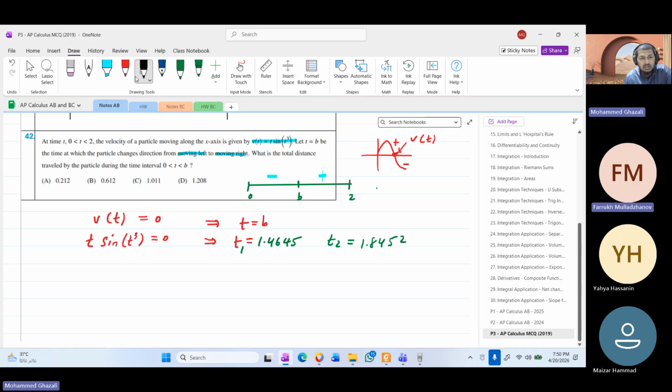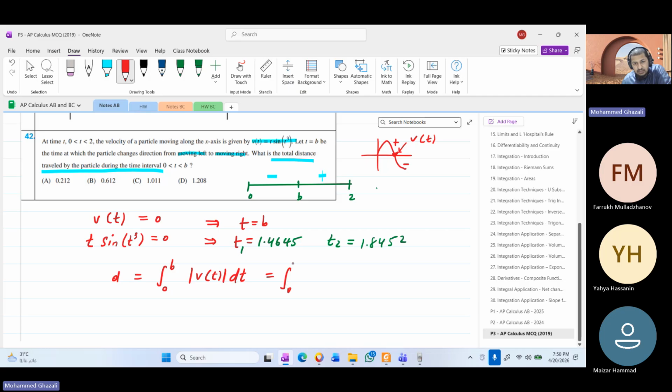Okay, wait one second. Well, seriously, guys, please focus. What is the total distance traveled by the particle during the time interval? So distance traveled is the integral from 0 to b of the absolute value of v of t dt. Okay, wait. Let's work it out.